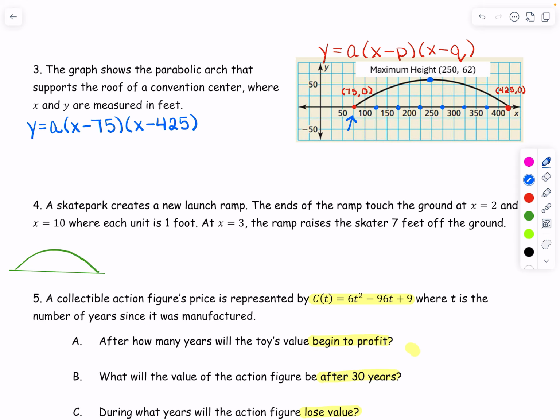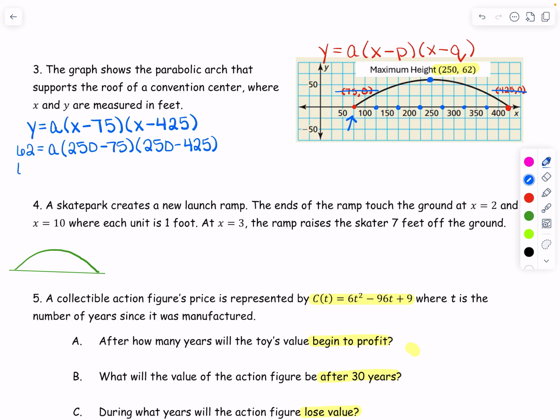Now that I have those x-intercepts written into the equation, I can't use them again. So now I need to have a third point that I can use, and that is 250 and 62. So when I write the equation, the y value is 62. Our x value is 250 minus 75. Then we have 250 minus 425.